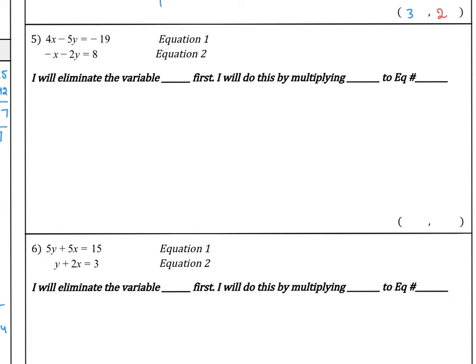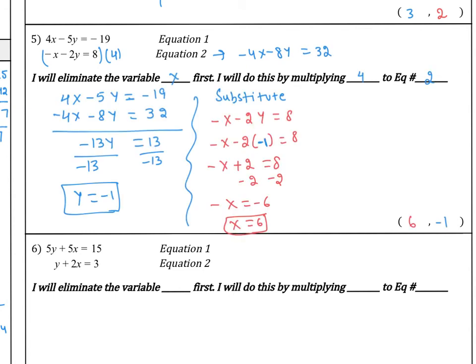So to do that, I'm going to multiply the bottom equation by 4, just 4, and get the equation here as negative 4x minus 8y equals 32. So in this equation, we are going to eliminate the variable x, and to do that, I'm going to multiply the equation number 2 by 4. So I'm going to rewrite the first equation as it is, and for my second equation, I'm going to write the one that I multiplied by 4. So negative 4x minus 8y equals 32.